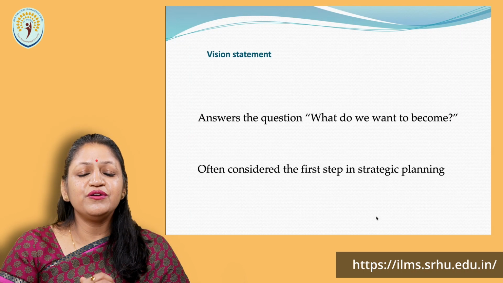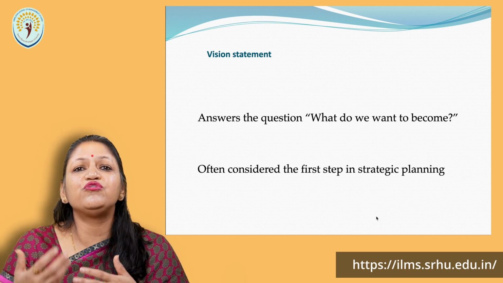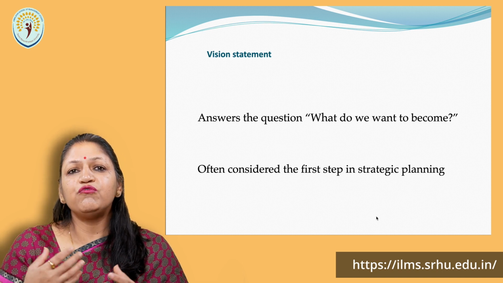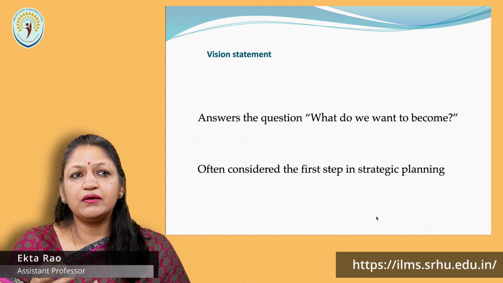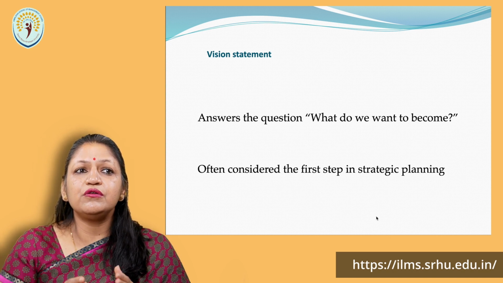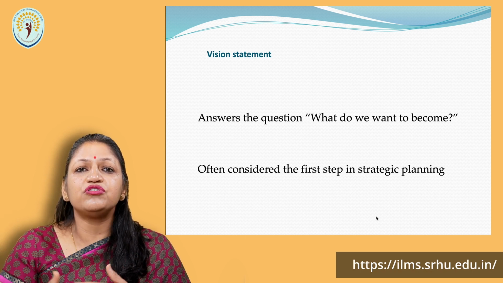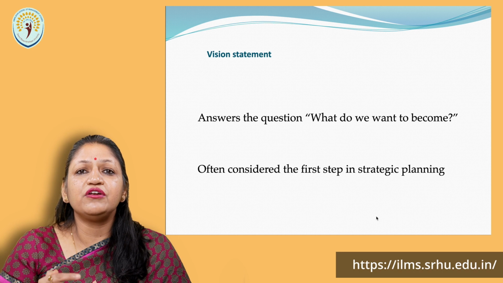Next, we talk about the vision statement. So, the vision statement tells us what do we want to become. So, a vision statement would be like, what do we want to be 20 years from now? What would we like to be positioned as 20 years from now? Because it is a very long-term vision. So, from there we are going to start the planning, and that is why we say that vision is considered the first step in strategic planning.